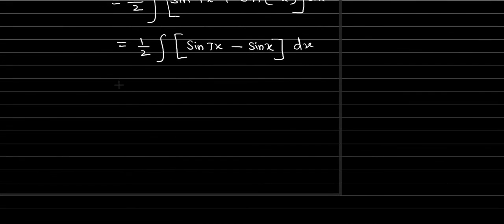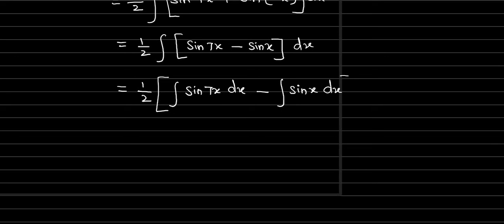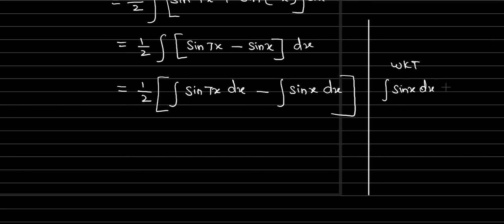So I'm going to split and write now 1 by 2 integral sine 7x dx minus integral sine x dx. The second part is in a standard form only. So integral sine x is what? Minus cos x. So the integral sine x dx formula is minus cos x plus c. Okay, so this part no problem.